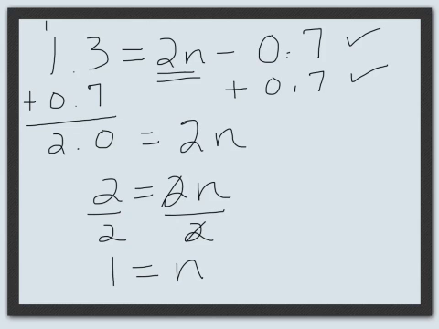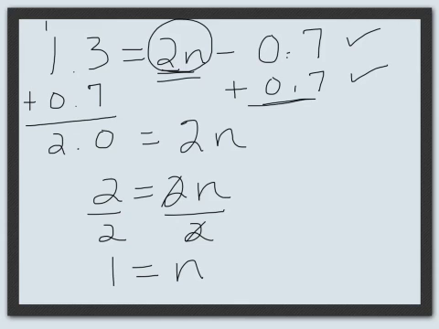To review this process, when you're solving a two-step algebraic equation, the first thing you want to do is isolate the term that contains a variable, or get it by itself. In this case, I needed to get rid of the minus 0.7, and to do that, I'll just add 0.7. I have to do it to both sides to keep my equation balanced.